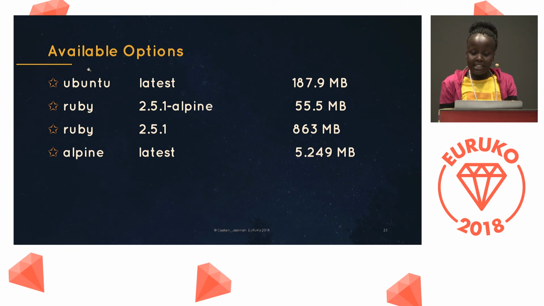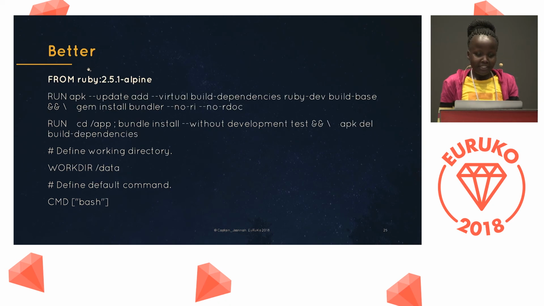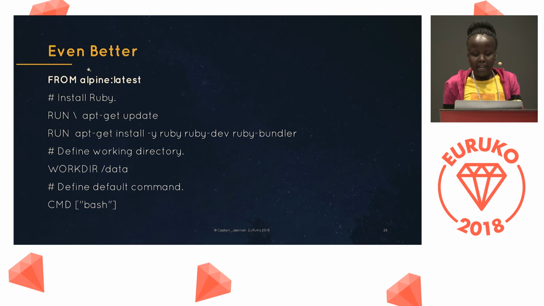And then if you use Linux Alpine, it's like 5.249 megabytes. So from this analysis, you see the smaller the base image you have, the smaller your resulting container. So I would say to improve this Dockerfile, the bad way is to use the Ubuntu. The better way is maybe use the Ruby Alpine, because it's smaller. But even better, you can improve the Dockerfile by using Linux Alpine as your base image.